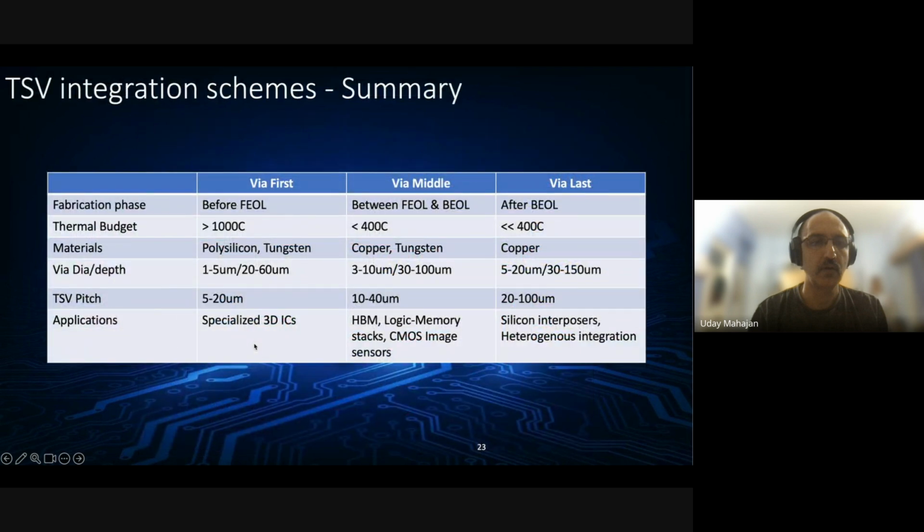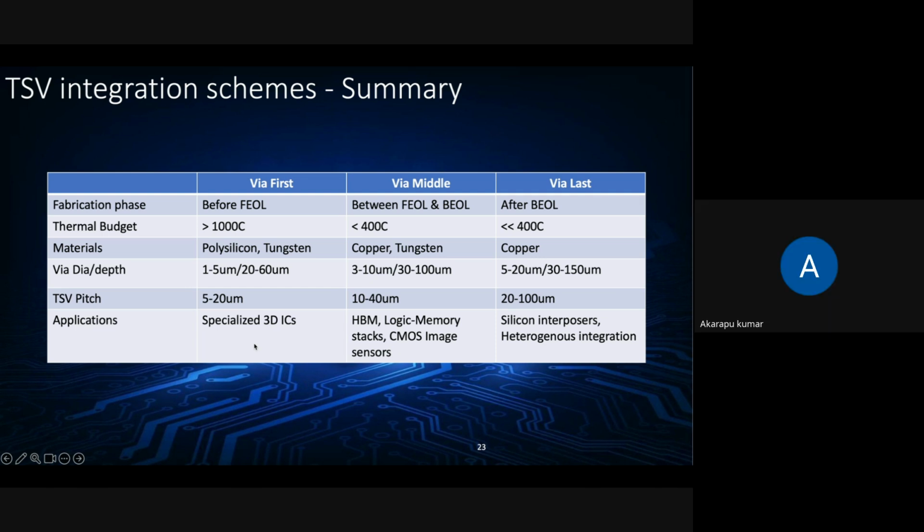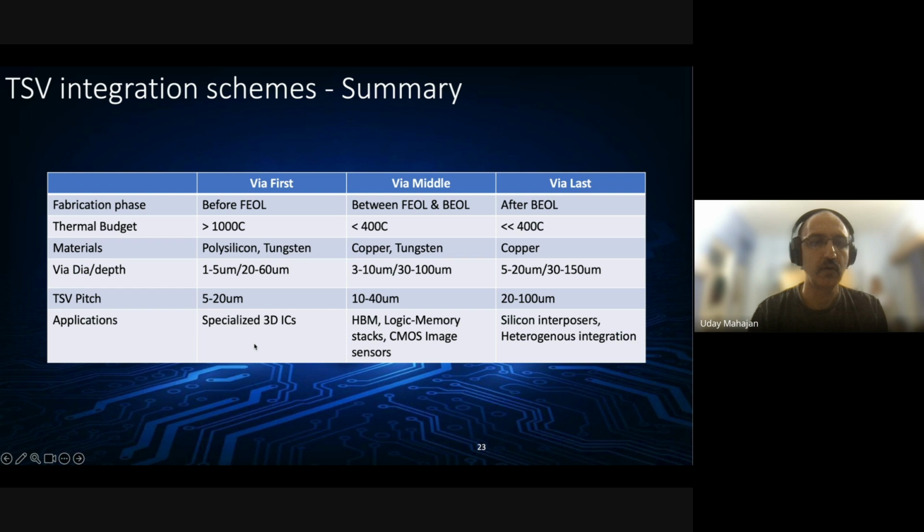But at a high level, right? If you compare the three integration schemes, this is a summary table. So the via first allows you a very high thermal budget, which is an advantage because there are no transistors yet put down. So you can go to a much higher temperature without worrying about the impact on any devices. It also lets you use materials like polysilicon and tungsten, and smaller via geometries. But its applications are relatively limited as of now. Via first has not gained much adoption.